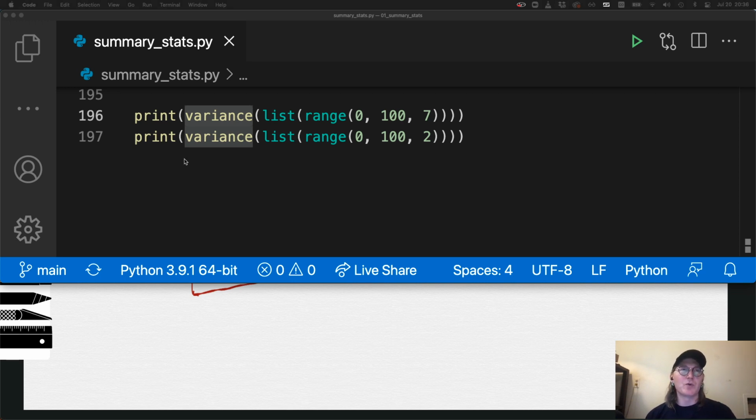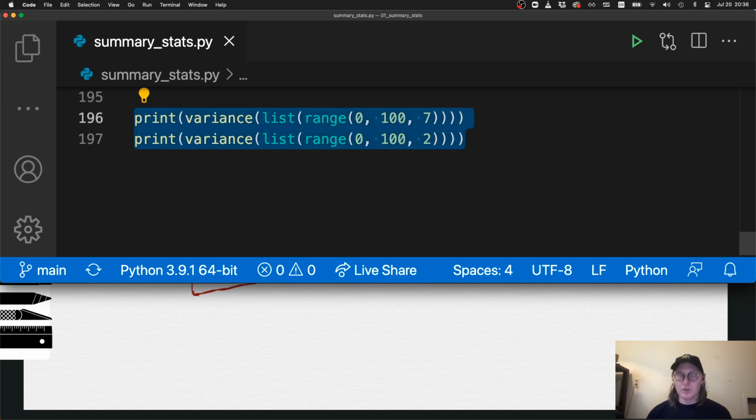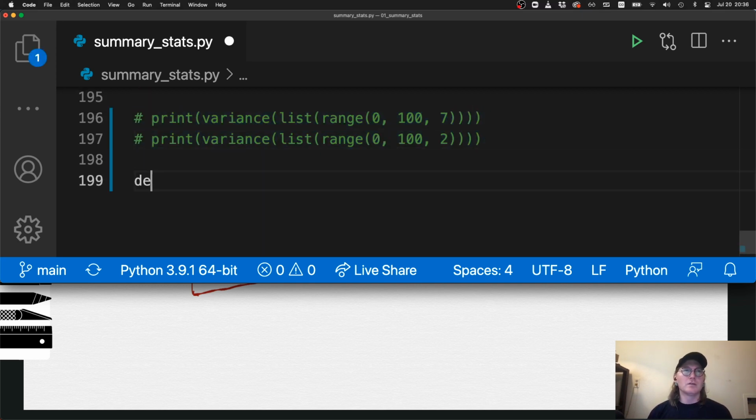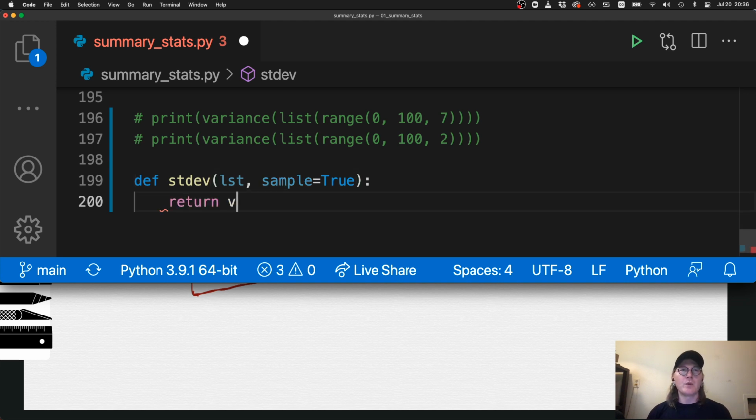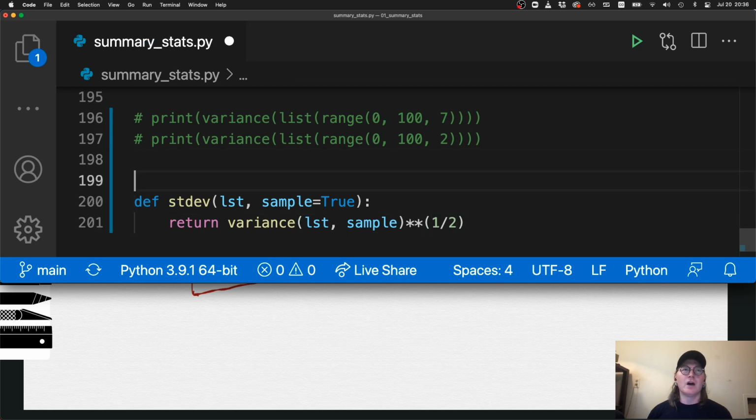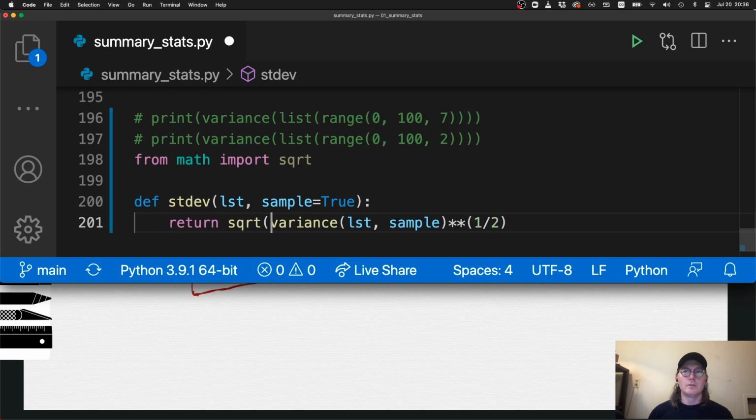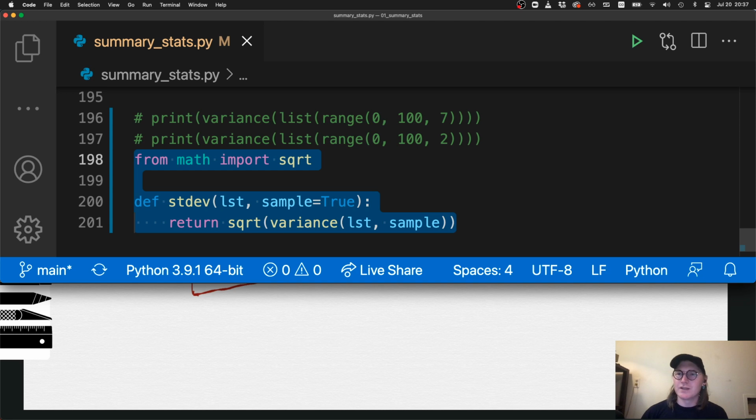It's pretty straightforward. We can just do def standard deviation, and we pass in a list. We say sample could be a sample, right? And then we can return the variance of the list and sample, and take the square root of that. So raise to the 1/2. We could also say from math import square root. Either one of these is going to work. I usually do this, but it's really up to you.